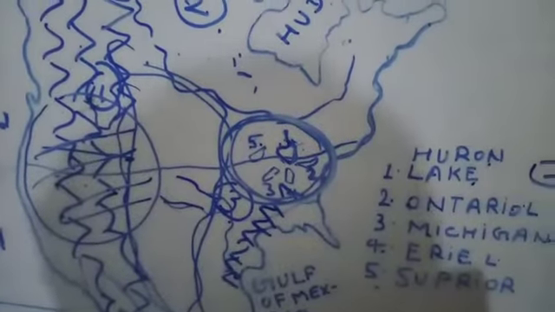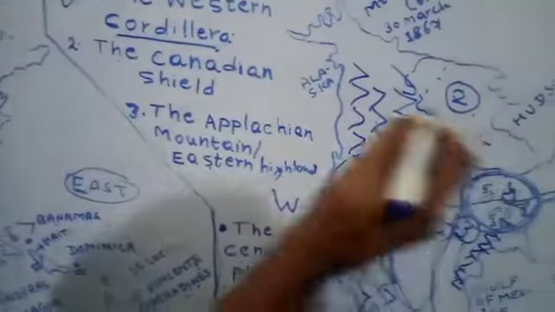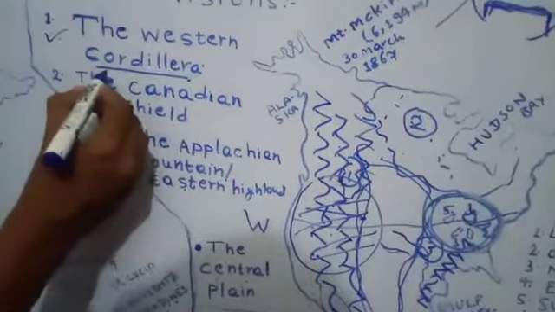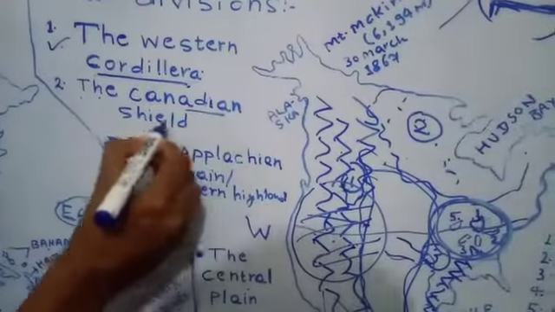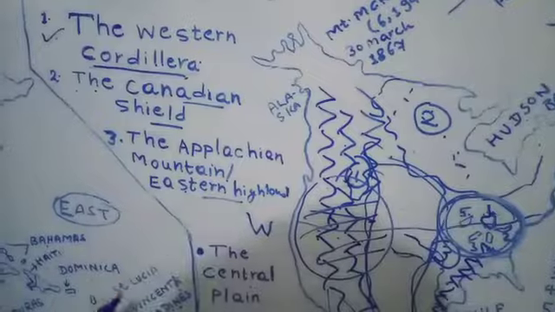So students, in the next video lecture, I am going to explain another important physical feature after the Western Cordillera: the Canadian Shield in detail, and the Appalachian Mountain or Eastern Highland in detail.